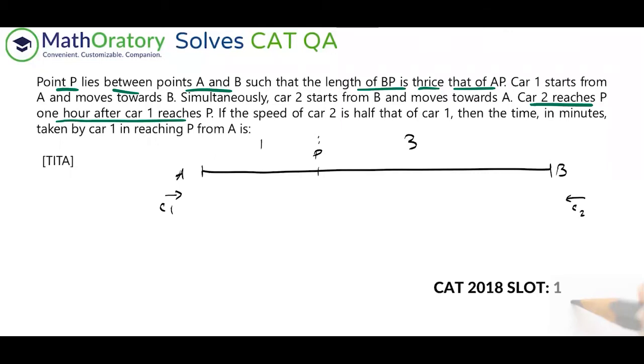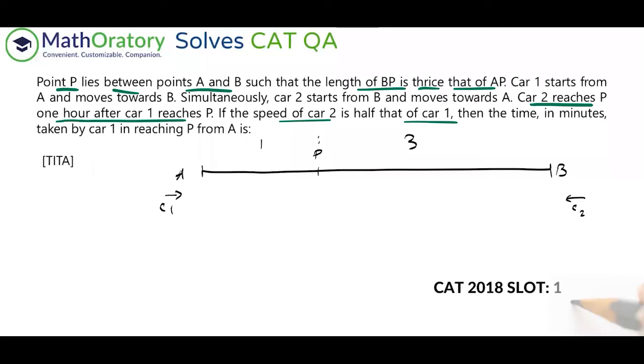I like ratio type of information when it comes to time and distance. It's easy to relate. If you read the next sentence, that itself is a ratio. Speed of car two is half of that of car one. So this is brilliant information because as soon as I know the speed ratio, I already have the distance ratio between AP and BP, so the traveling distance of car one and car two. And now I can use that 1 hour difference in time to relate with these things.